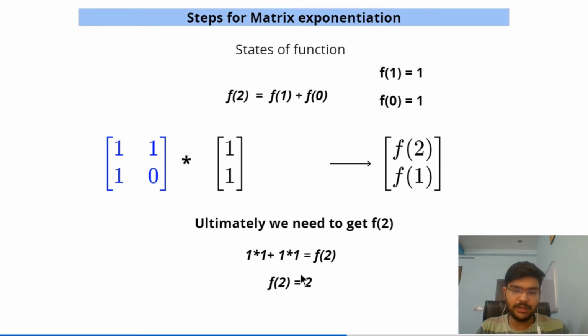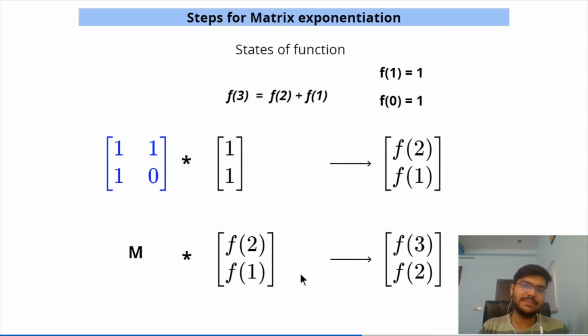Alright, so let's take this matrix exponentiation one step further. So let us suppose that if we want to find out the answer for f of 3, so f of 3 will be equal to f of 2 plus f of 1. Alright, so we know the base conditions. The base condition still remains the same, that is f of 1 will be equal to 1 and f of 0 will be equal to 1. Alright, so this is the base condition. Now we'll form the matrix. So from f of 2 and f of 1 that is present on RHS, what we need to do, we need to find the k plus 1th state.